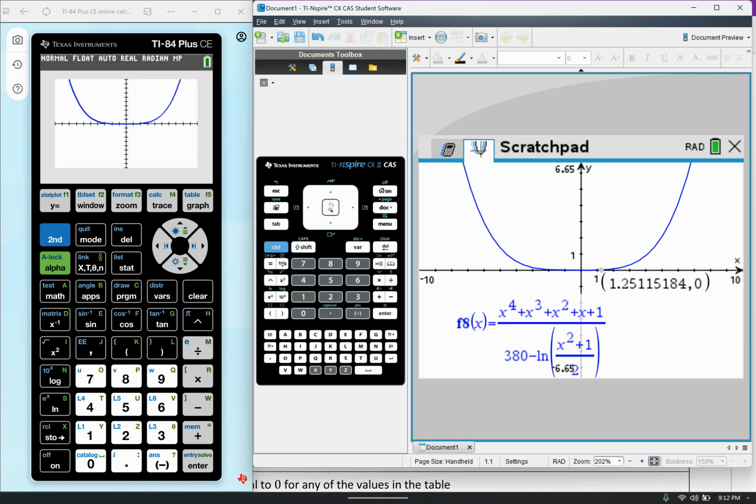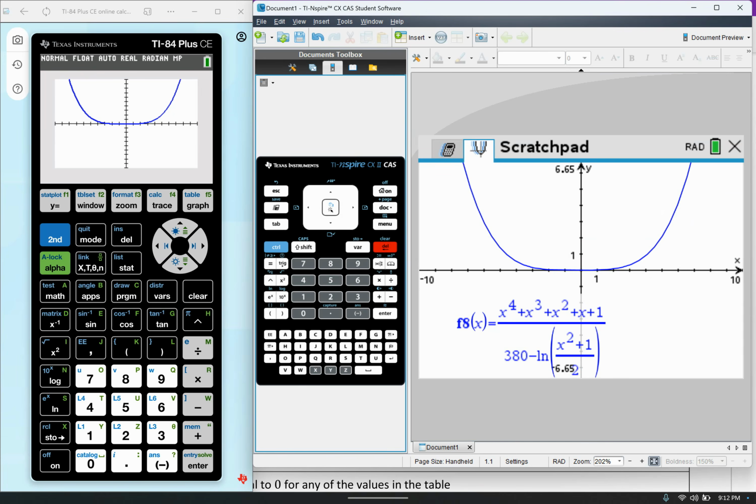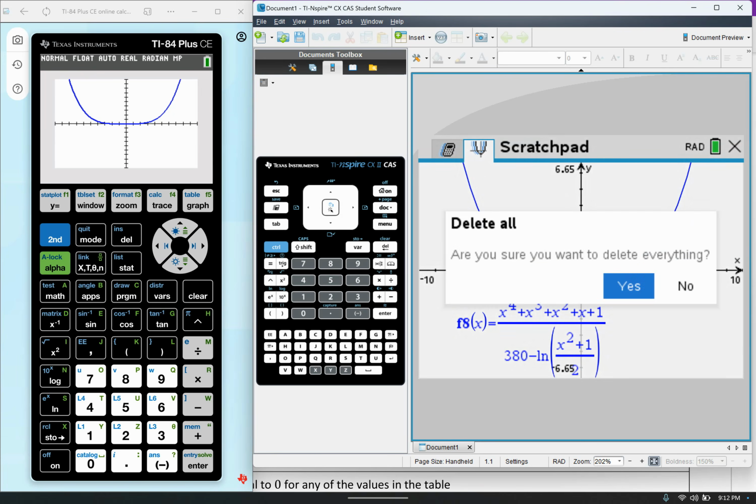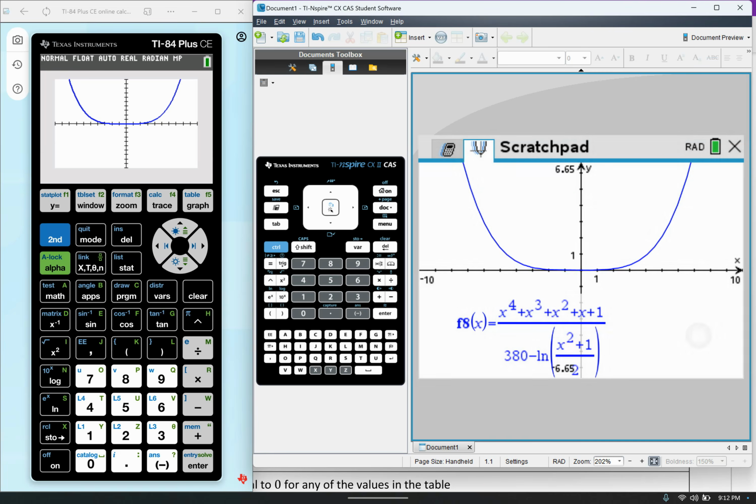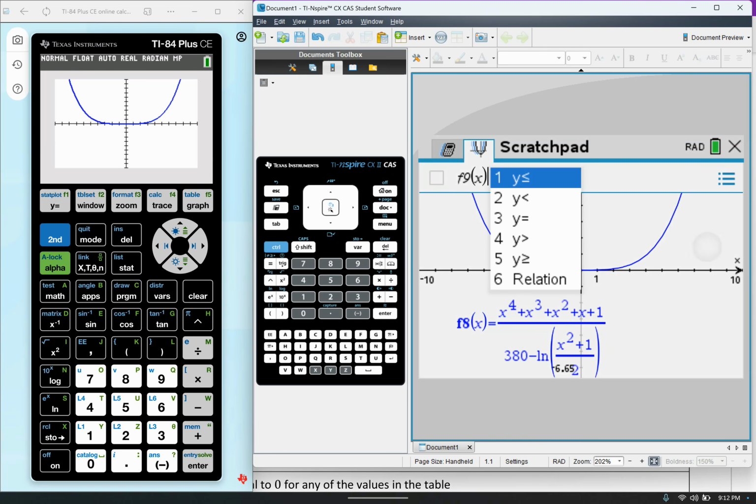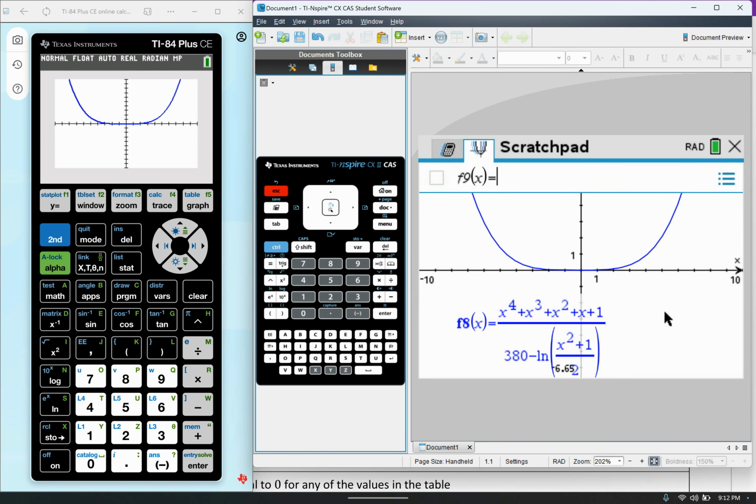This point is pretty irrelevant. I'm going to click on it and hit delete to make it go away. No, I don't want to delete everything. Stop that. Great. Oh yeah, touchscreen is not its friend, but that's okay.